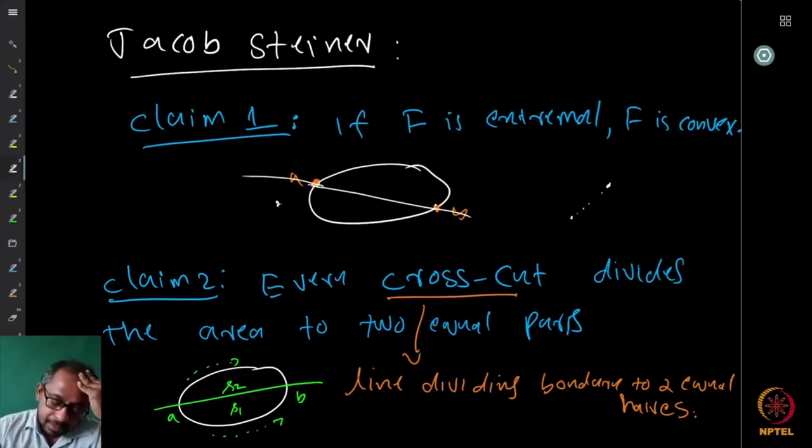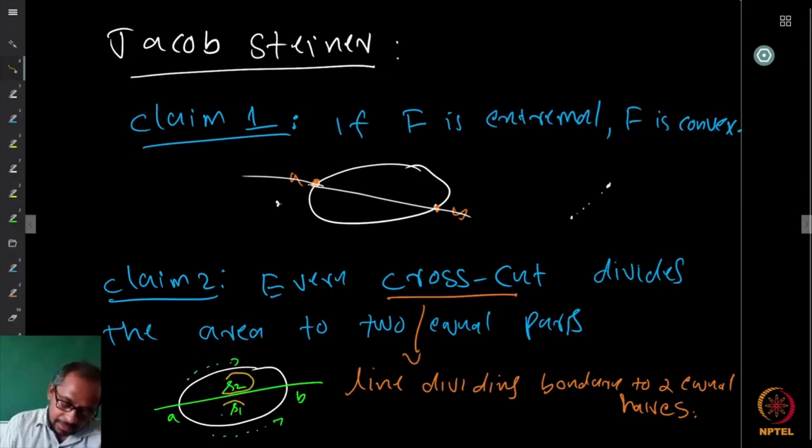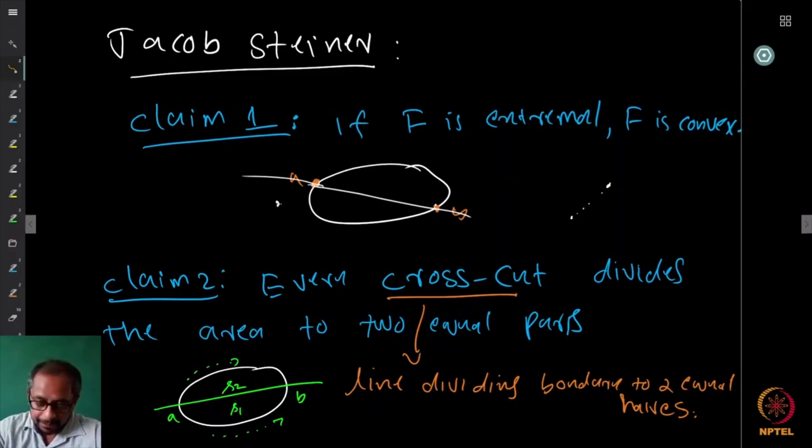Once you divide the perimeter into exactly two halves, the claim is that the areas must be equal also. So if you take such a cross cut, then the area of this half and the area of this half are both equal. So every cross cut divides the area into two equal parts. Strictly speaking, to say that you can always divide the perimeter into exactly two halves, you need a result from calculus that we study, known as the intermediate value theorem. We will not go into detail there.